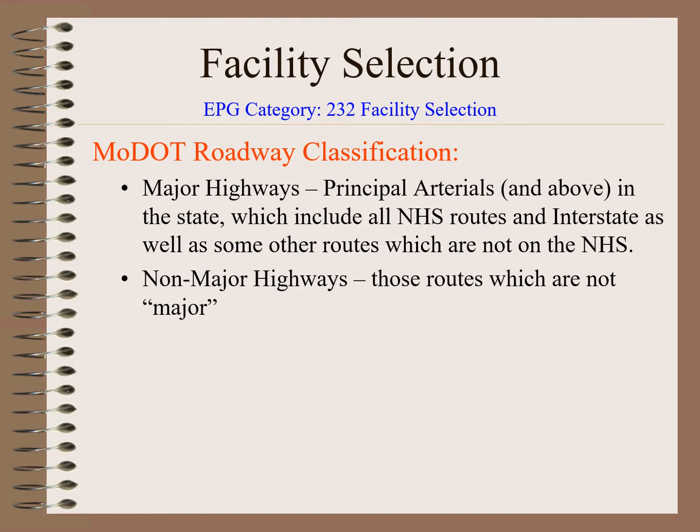According to MoDOT, however, we classified our roadways in two major categories: major highways and non-major highways. Major highways are all the principal arterials and above in the state, which include all the national highway system routes and interstates, as well as some other routes which are not part of the national highway system, but are considered major for the area. Then you have your non-major highways. These are going to be all your minor arterials and below, your county roads and so on.